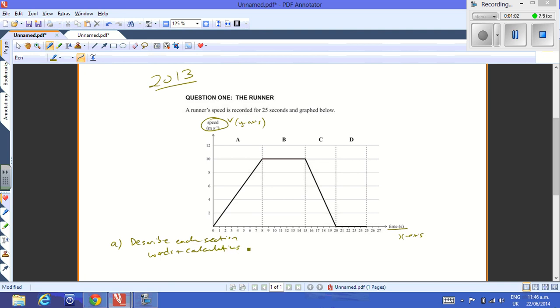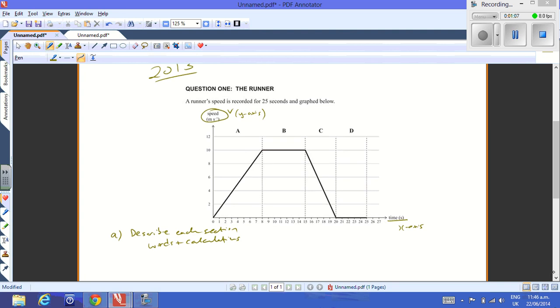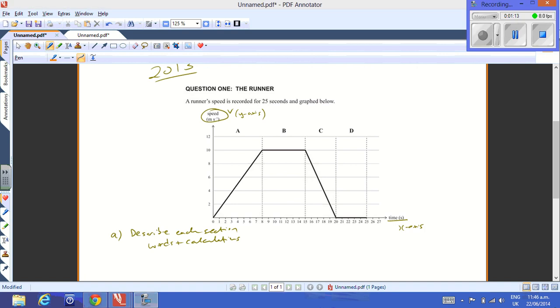Whereas sometimes they just give you a question and they ask you to work out velocity. But if they give you the graph in this case, you need to be able to describe each section with words and calculations. So using words, what I'm going to do is I'm just going to write the answer to that question all over the graph.